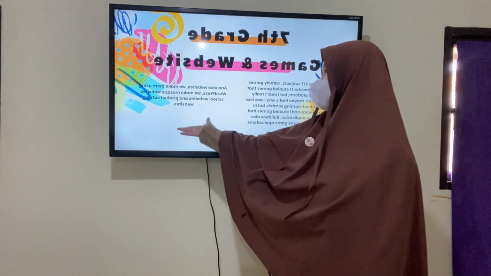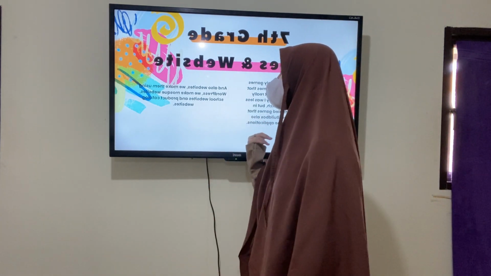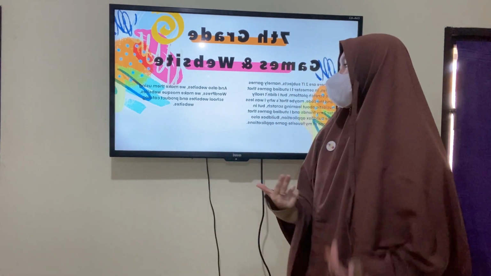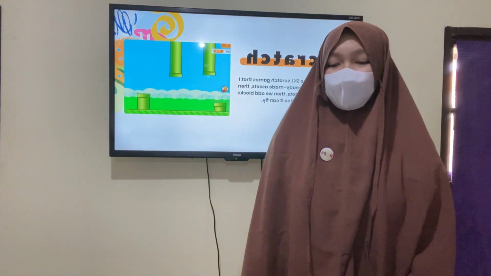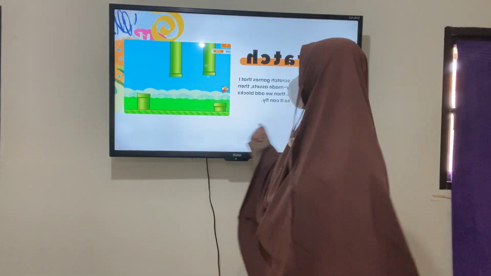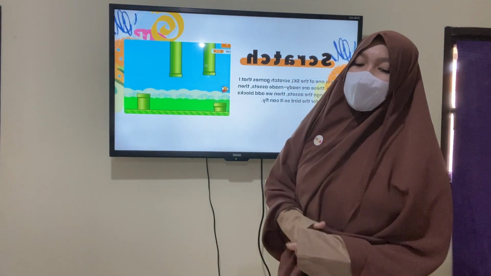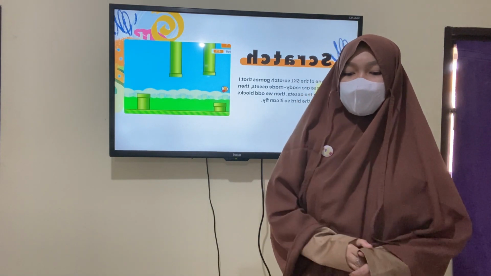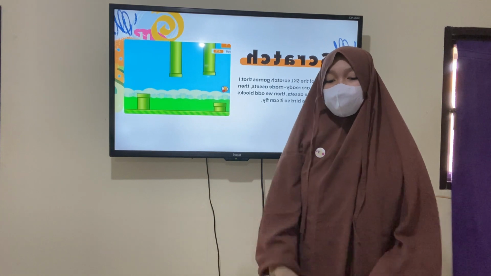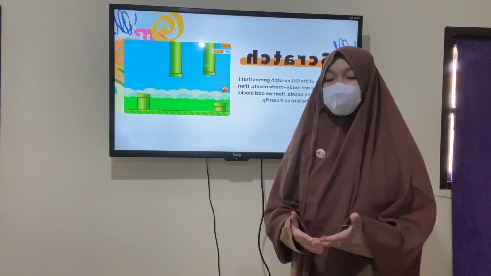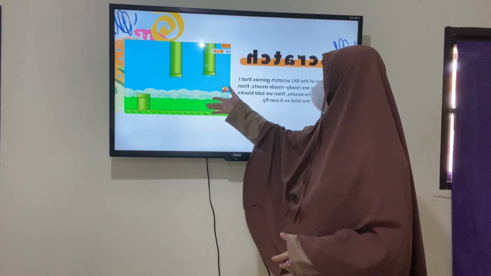And also website. We make them using WordPress. We make a MySQL website, school website, and product catalog website. And Scratch. This is one of the Scratch games that I made. These are ready-made assets. Then we arrange the assets. Then we add blocks for the bird so it can fly.